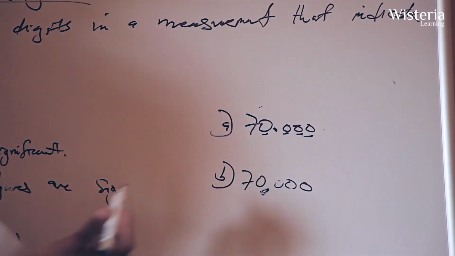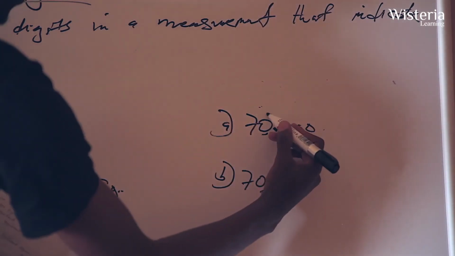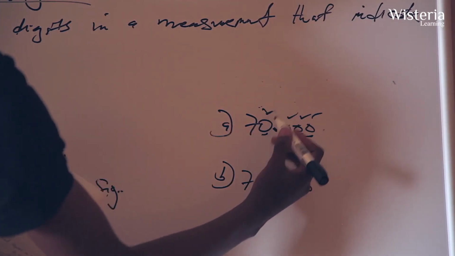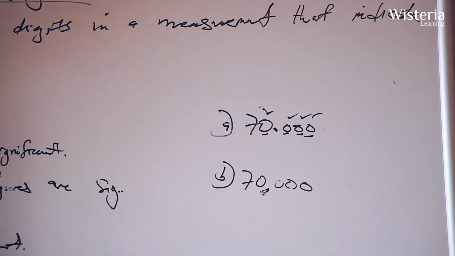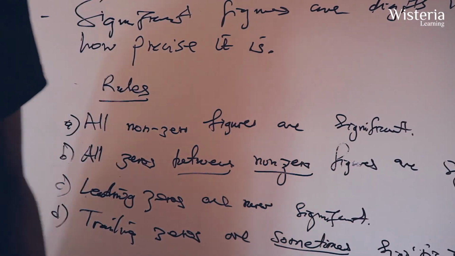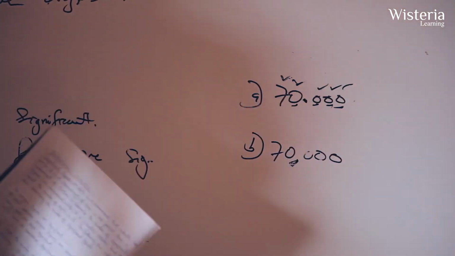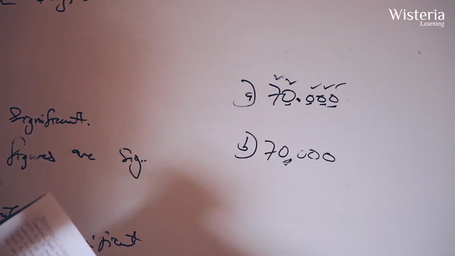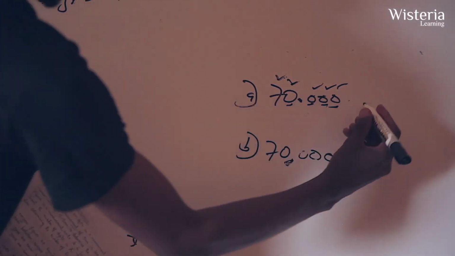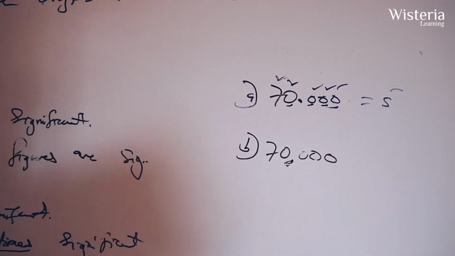So in this case, we have 1, 2, 3, 4 zeros that are trailing in that number. Therefore, they become important because of the decimal point. Therefore, this 0, and that 0 are important. They are significant. And because of rule A, the 7 becomes important because it's a non-zero number. Therefore, in this number there are 1, 2, 3, 4, 5 significant figures.